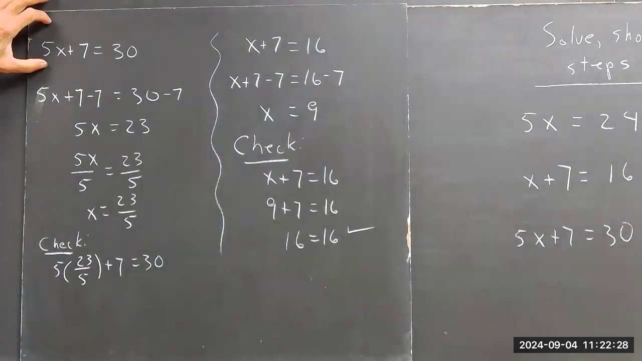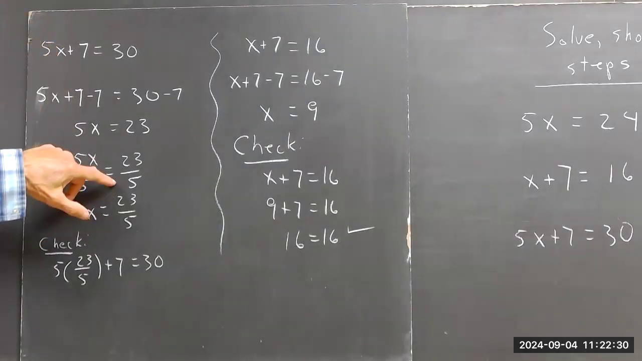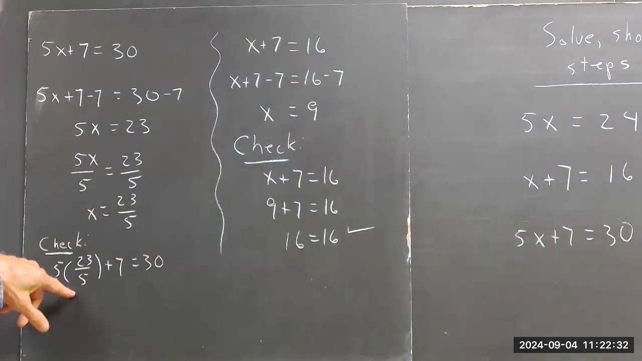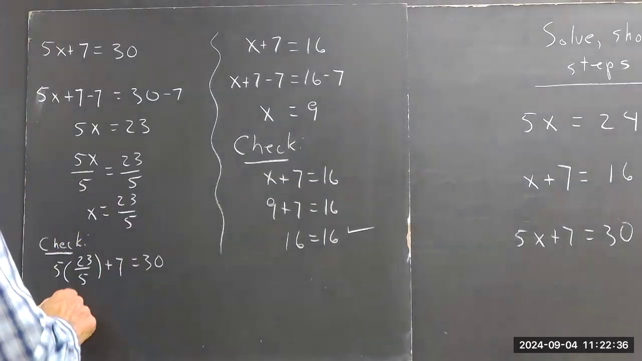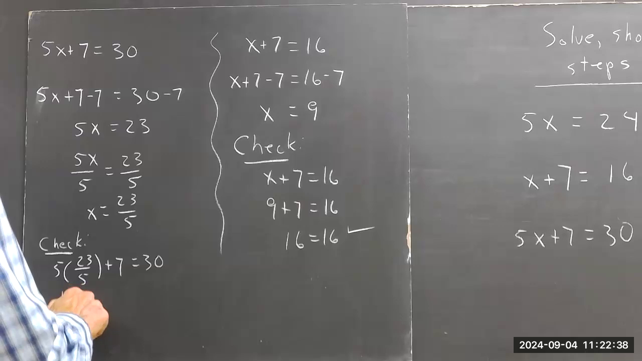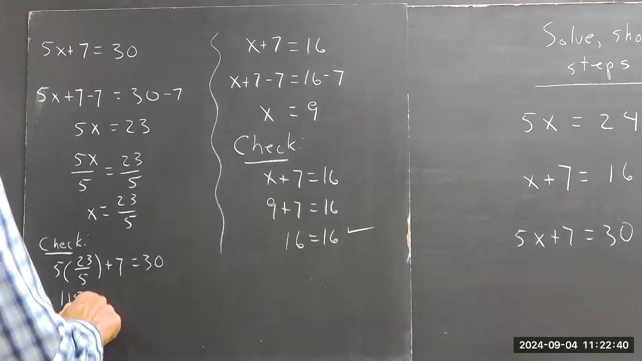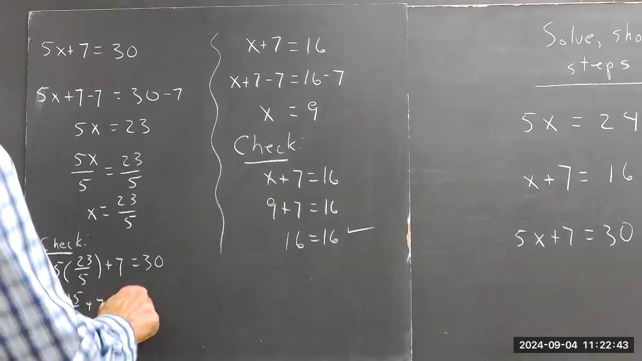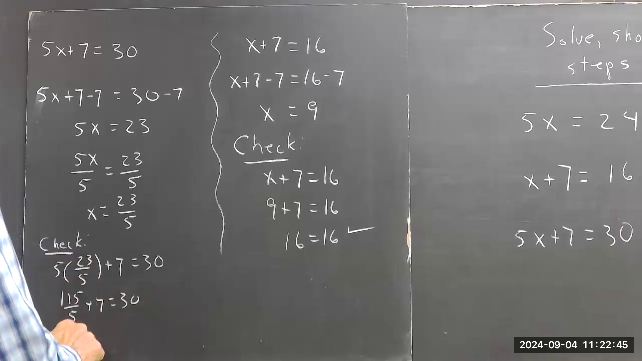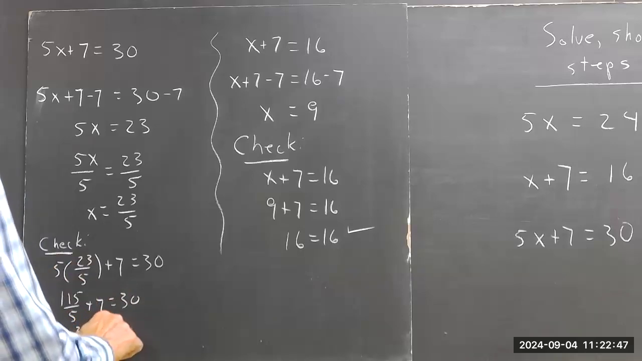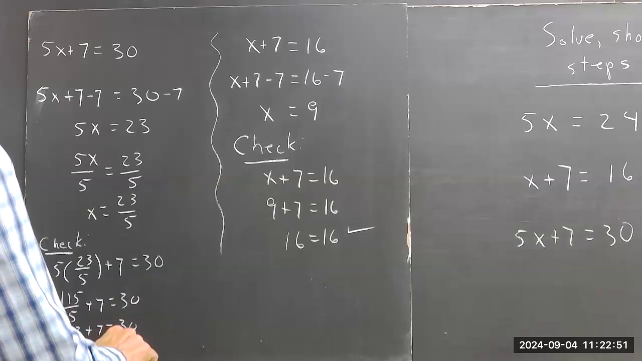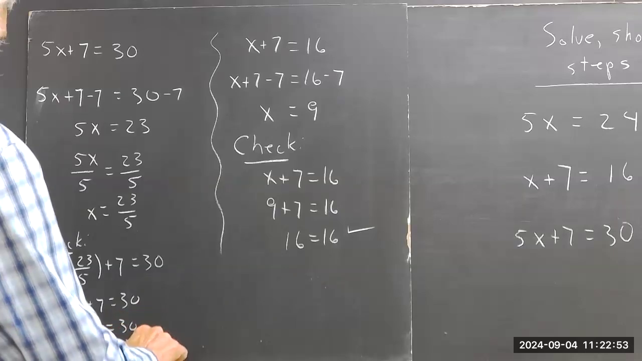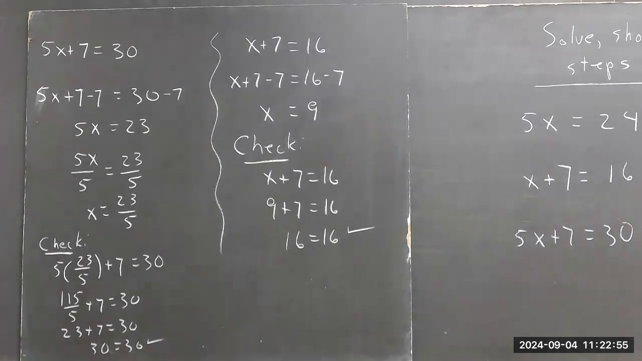So we write the equation out, but we replace x with 23/5. Here's what we get. Let's multiply out the 5 by 23/5: 115 over 5 plus 7 equals 30. Divide that out, you get 23 plus 7 equals 30. 23 plus 7 is equal to 30. So we've checked and we're done with that problem.